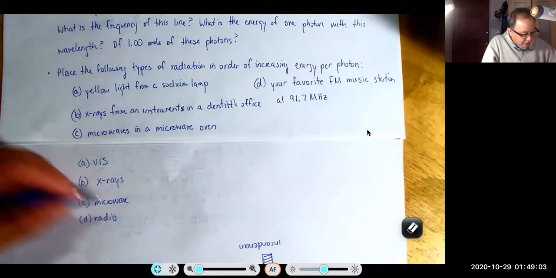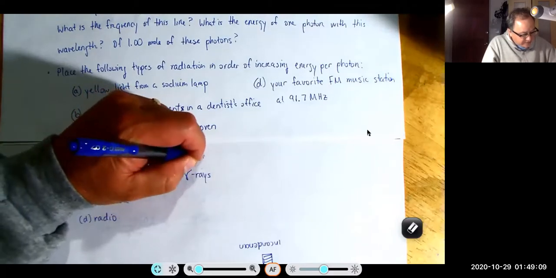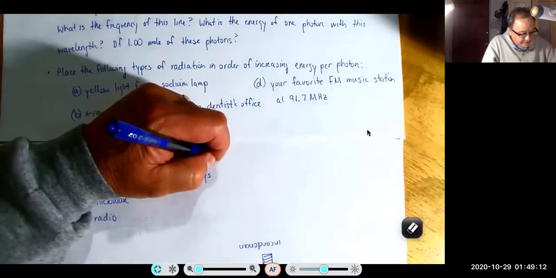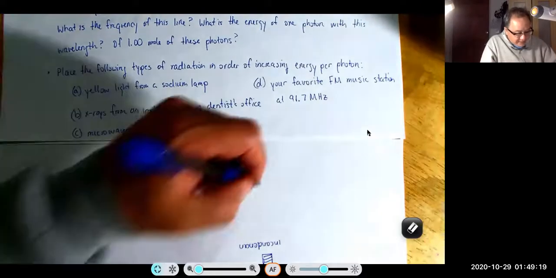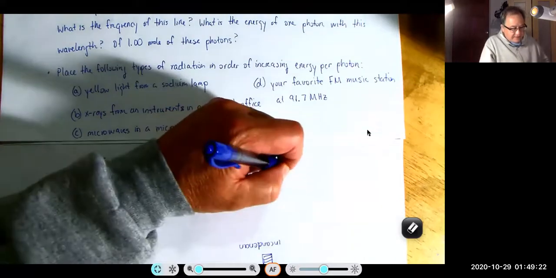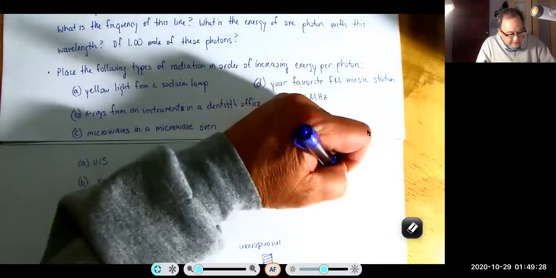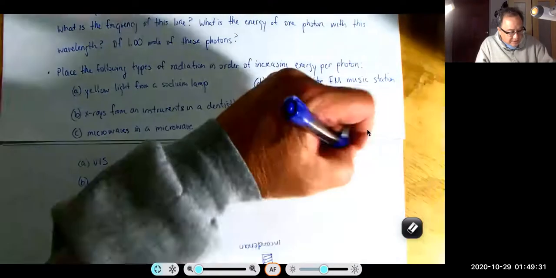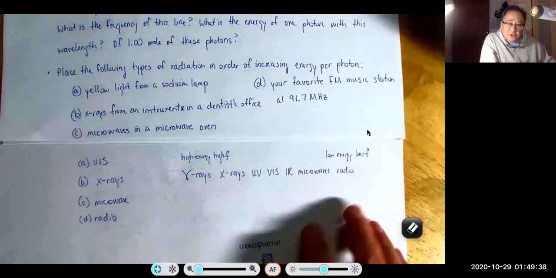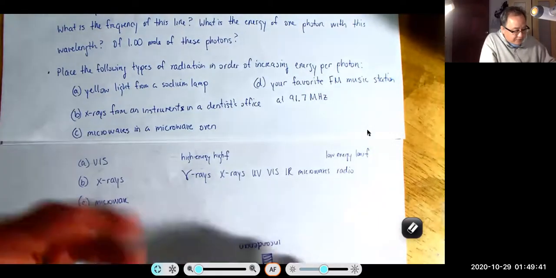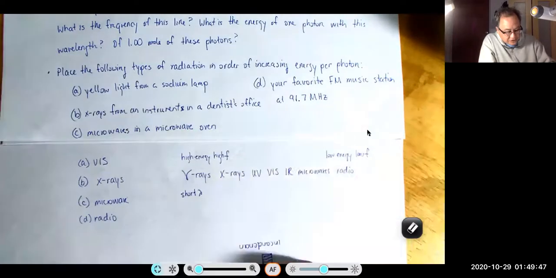So if we go back and look at the chart, we have gamma rays, and this is high energy, which is also high frequency. And then we have X-rays, and then ultraviolet, and then visible, and then infrared, and then microwaves, and then radio waves. And so this is low energy and low frequency. Now, the reverse is true for wavelength, since they're inversely proportional. If this is high frequency, this is short wavelength. And if this is low frequency, this is long wavelength.